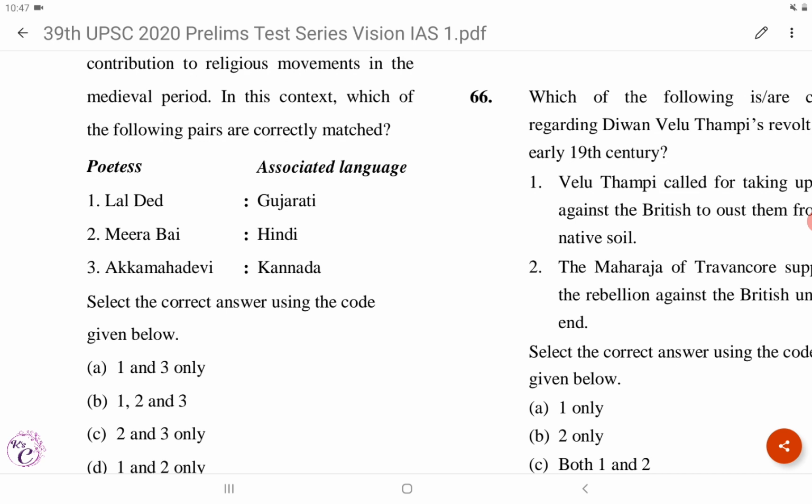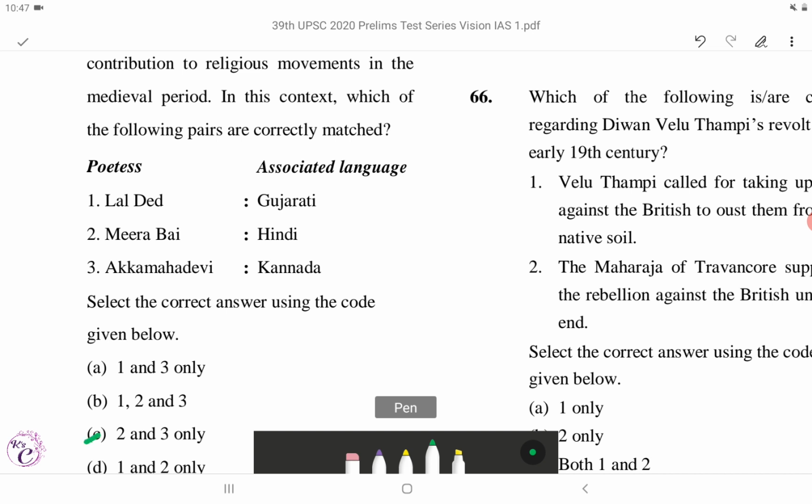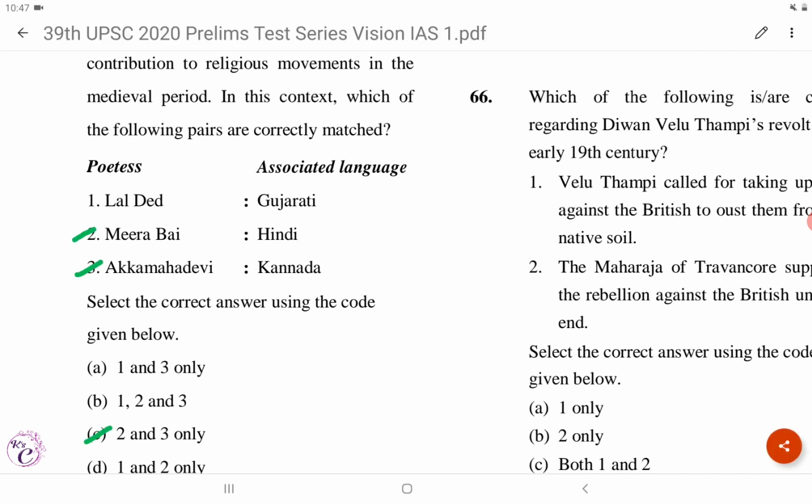Number 1, Lal Ded, it would be Gujarati. Number 2, Meera, Hindi. Number 3, Akka Mahadevi, it would be Kannada. Select the correct answer using the code given below. So the correct answer is C, that is 2 and 3 only. So 2 and 3 pairs are correct.